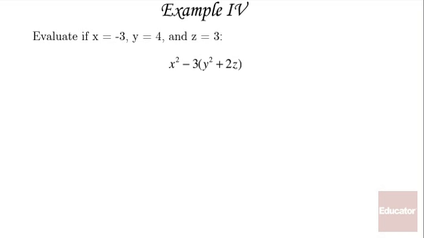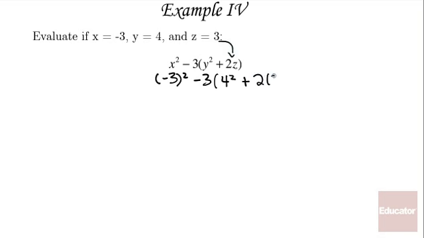Our fourth example is a little bit different because we see some variables. However, they actually give you the value for each variable. They're telling me to assume that x is equal to -3, y is equal to 4, and z is equal to 3. So I'm going to go ahead and substitute in. Every time I see an x, I'm going to simply substitute -3. And that's going to give me -3 squared minus 3. If I have a y, then I'm going to put in 4. So that's 4 squared plus, and instead of z, I'm going to substitute in a 3.